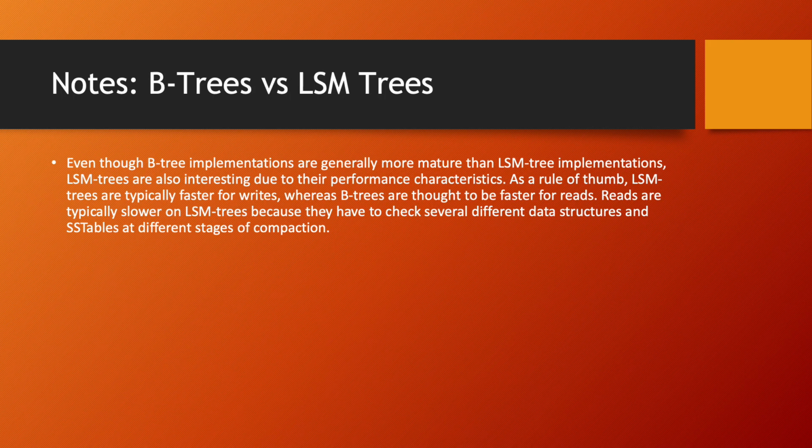B-trees versus LSM trees. Even though B-tree implementations are generally more mature than LSM tree implementations, LSM trees are also interesting due to their performance characteristics. As a rule of thumb, LSM trees are typically faster for writes, whereas B-trees are thought to be faster for reads. Reads are typically slower on LSM trees because they have to check several different data structures and SS tables at different stages of compaction.